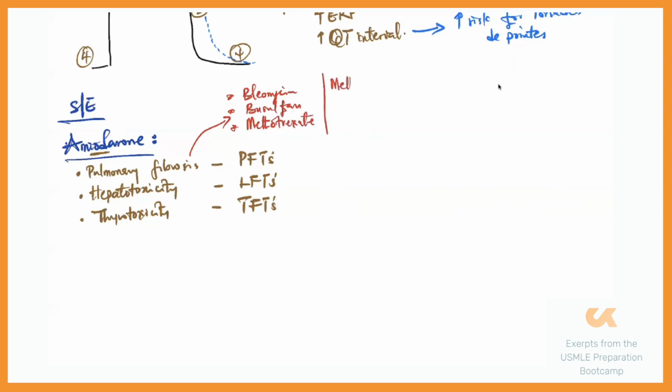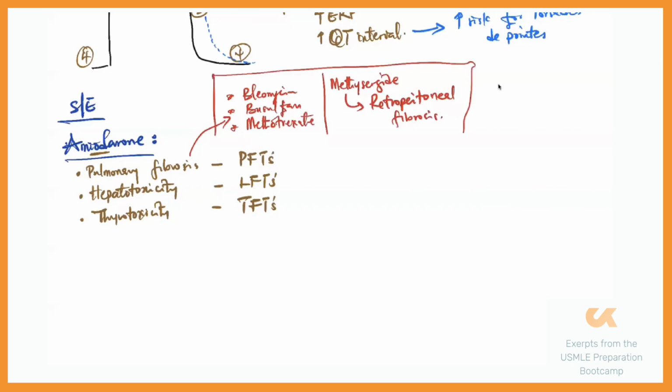And then there's one special medication you may need to just hear. It's not big on the USMLE at all. It's methysergide. Methysergide actually causes retroperitoneal, so not pulmonary fibrosis, but retroperitoneal fibrosis. You want to remember these medications for that. So bleomycin, busulfan, methotrexate will cause pulmonary fibrosis. Methysergide will cause retroperitoneal fibrosis. You want to bear these in mind.